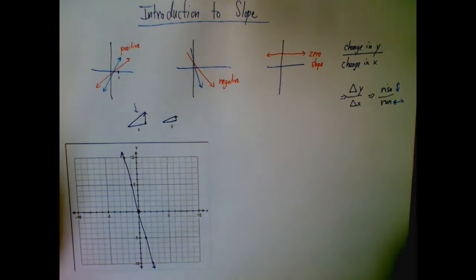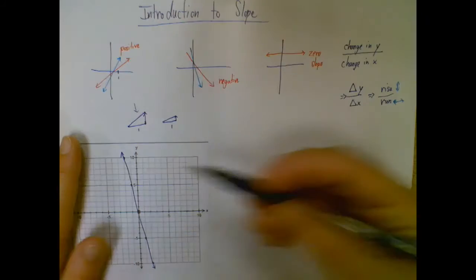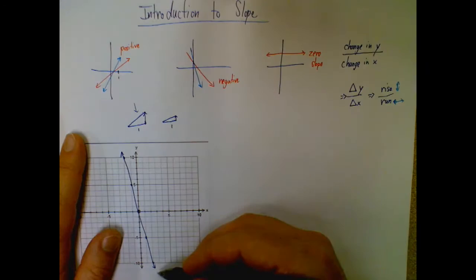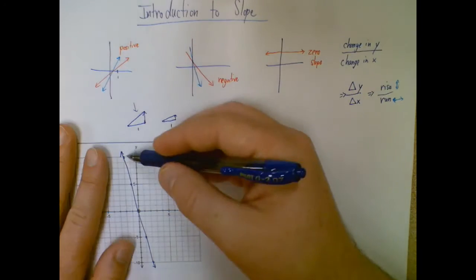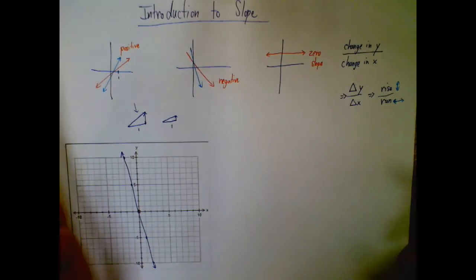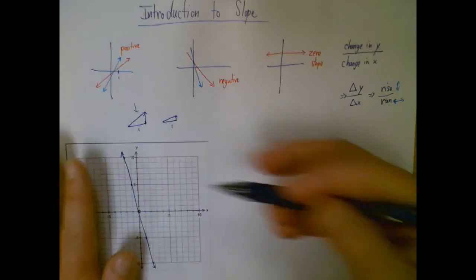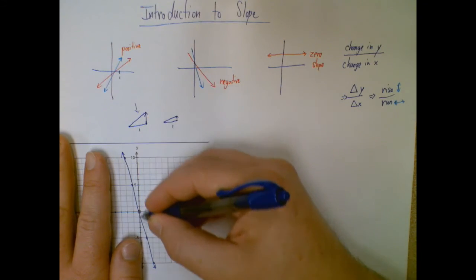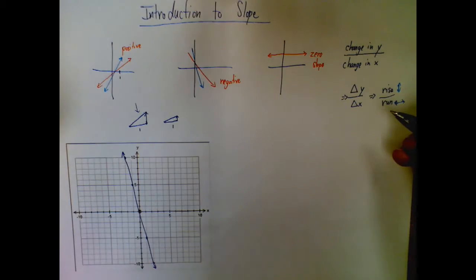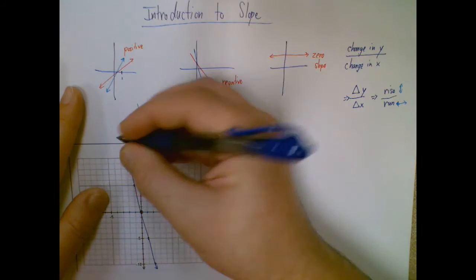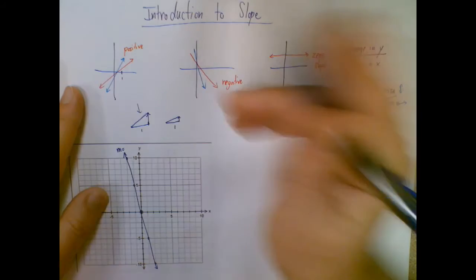So first thing I want to do is see, is it positive, negative, or zero, because that'll give me a starting point. Okay. So this one is going downhill rather sharply, but it's going downhill. As I go along my line, remember, you're always going from left to right, I'm going down. So this is going to be a negative slope. And we're going to use m to stand for slope. We'll get into more of that later.